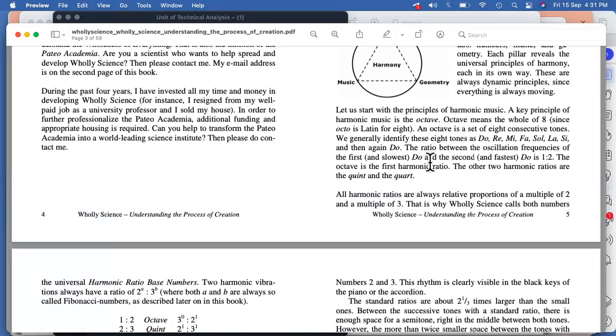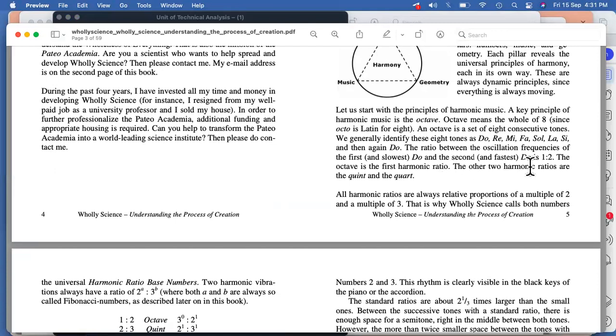We'll come to that. The ratio between the oscillation frequencies of the first and slowest do and the second and fastest do is 1:2. So this is again coming back to the same fundamental part, that is doubling, right? So from this do to this do, the frequency would be doubling, or if we consider from this do to this do, this would be half, right? So it is almost double or half. The octave is the first harmonic ratio.